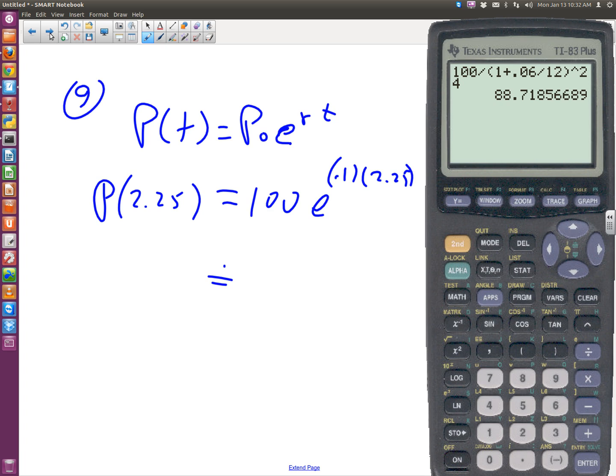So let's find out what that is. Do it on a calculator. Here we go. 100 times, how do you get e to the, second ln, all right, of 0.1 times 2.25, and you get $125.23.